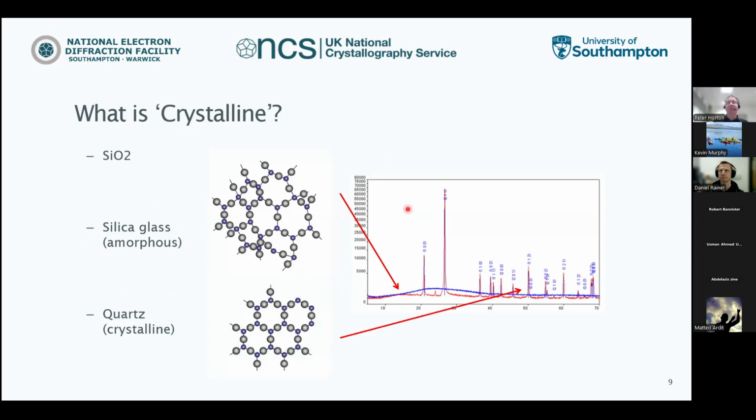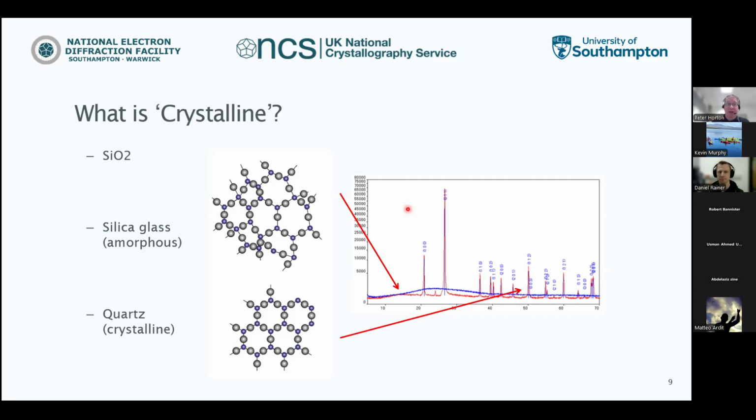Now I've been talking about something that's crystalline, and the most important part of the techniques, both powder and single crystal, is that we need a crystalline material. Basically, we want something that has long range order. That means the atoms inside are arranged in such a way that if you translate yourself a certain distance away, you'd see exactly the same thing.